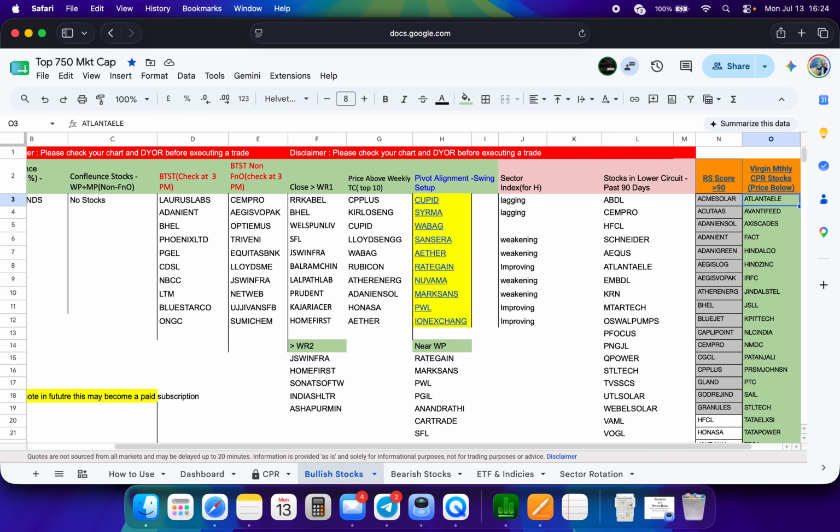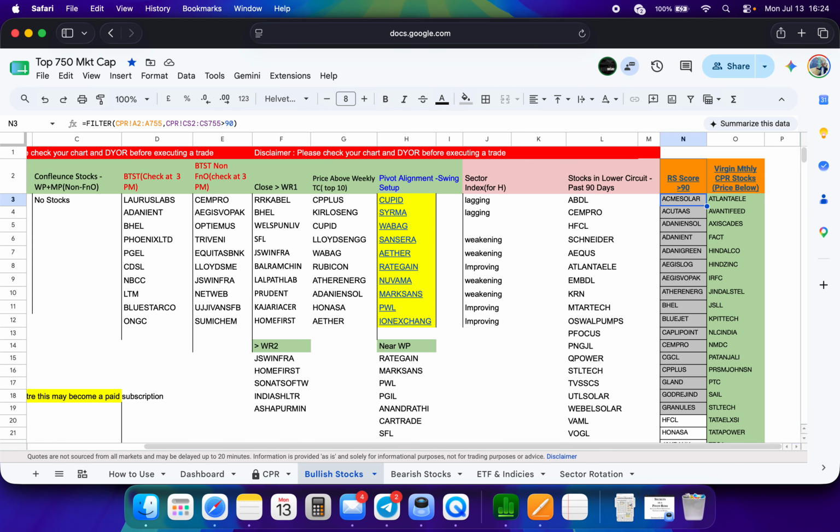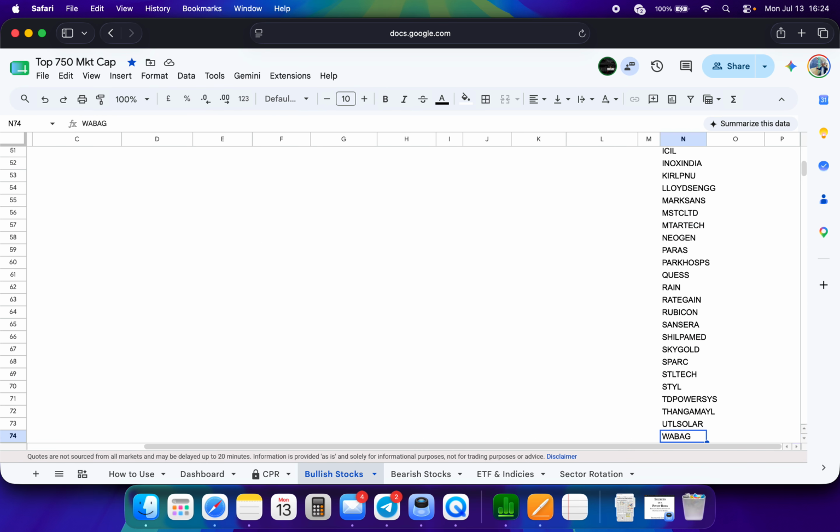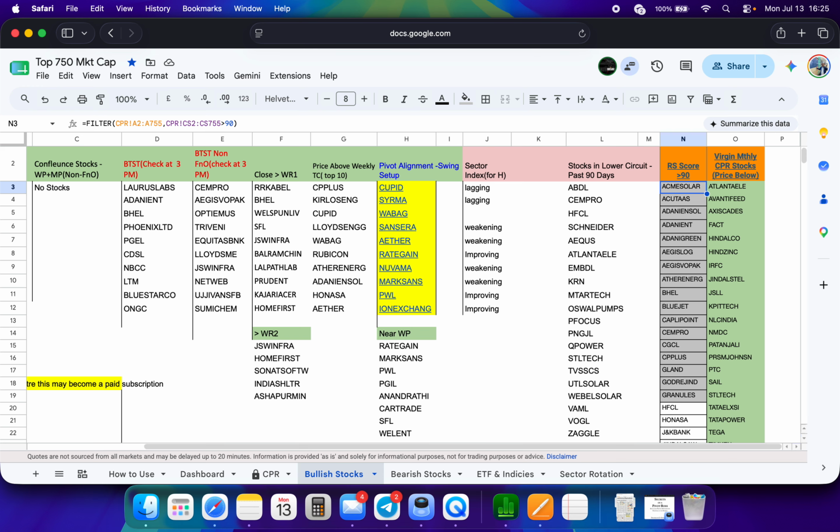Okay. Now I have here stocks which are not based on CPR theory, but all the stocks which are 90 and above. Remember, for relative strength, the worst is 1 and 99 is the best. So here I have a listing of all the strongest stocks which are 90 and above.